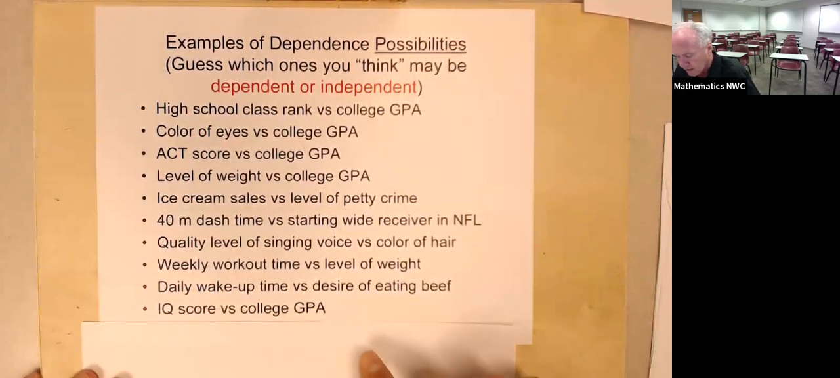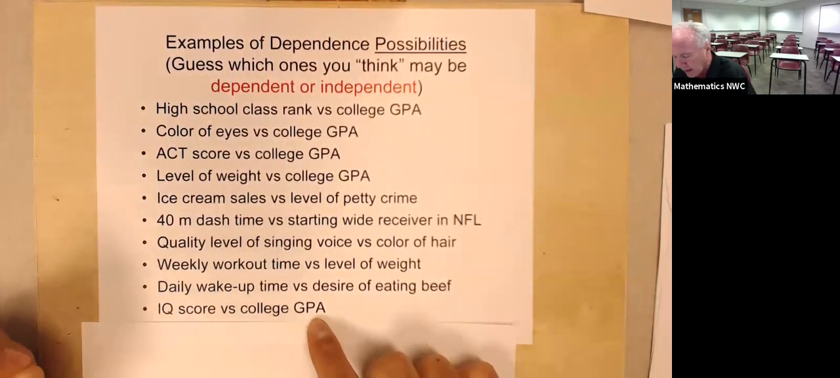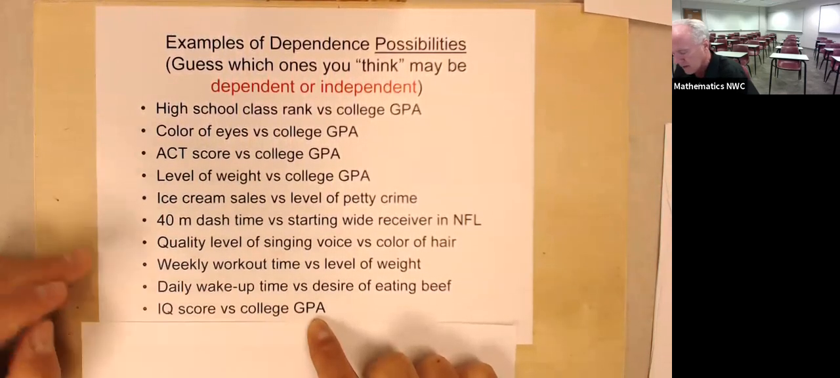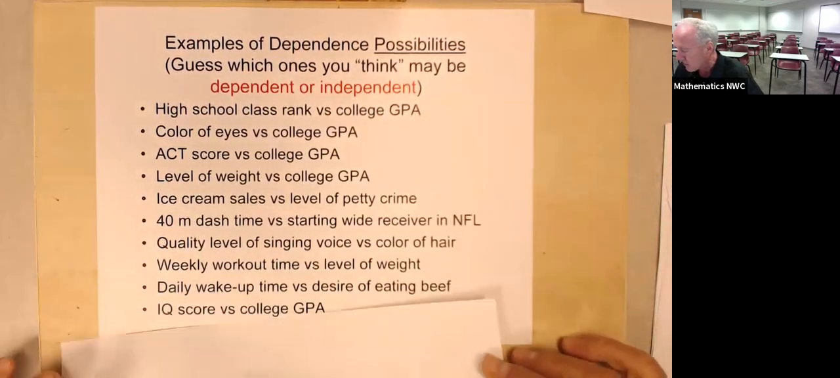IQ score versus college GPA, very much dependent. In fact, this one is likely to be causal. The higher your IQ, the higher your GPA. One causes the other. IQ causes higher GPA. They are dependent, and that one happens to be causal.